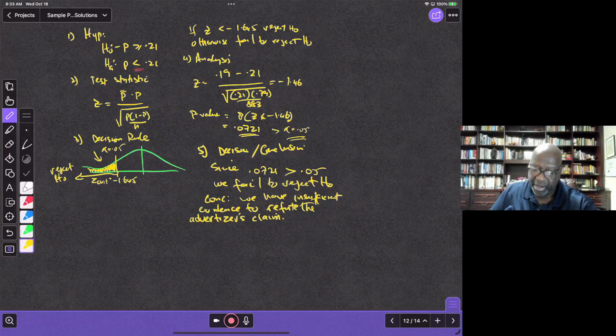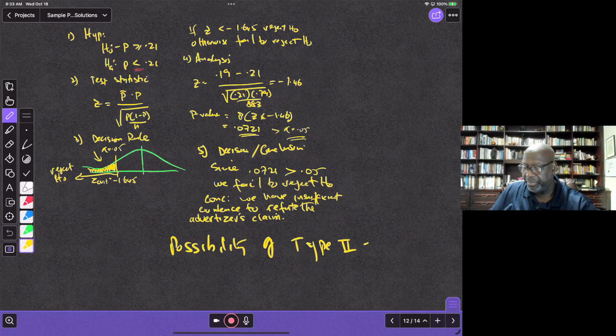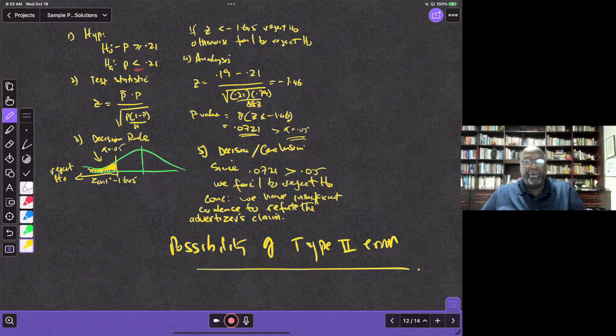All right. What kind of error? Possibility of type 2 error. Why? Because we did not reject the null hypothesis. We could only commit type 1 error when we reject the null hypothesis.